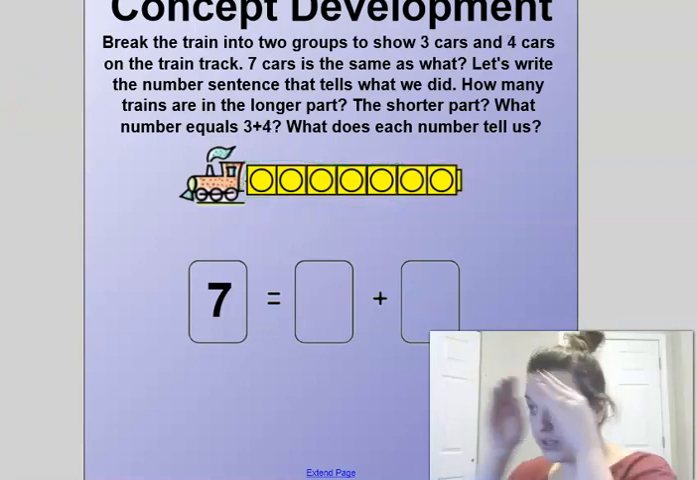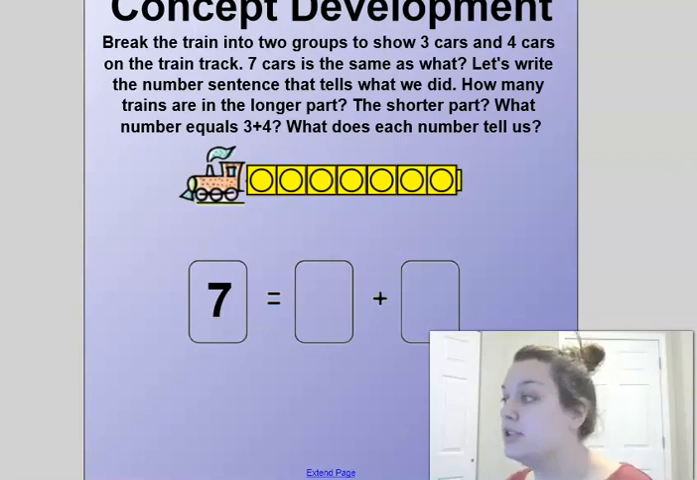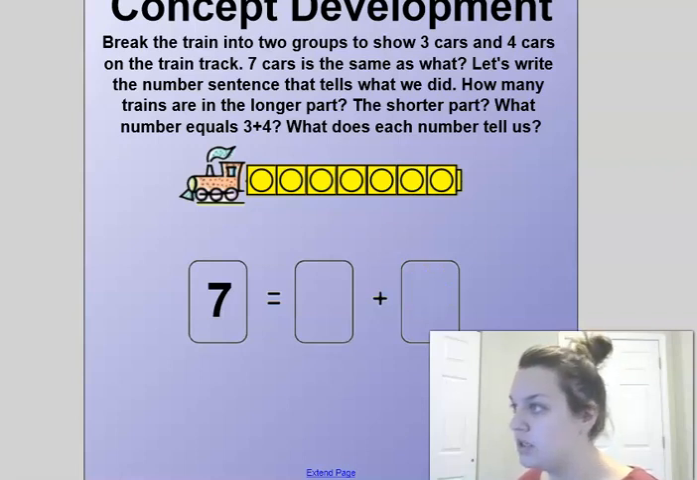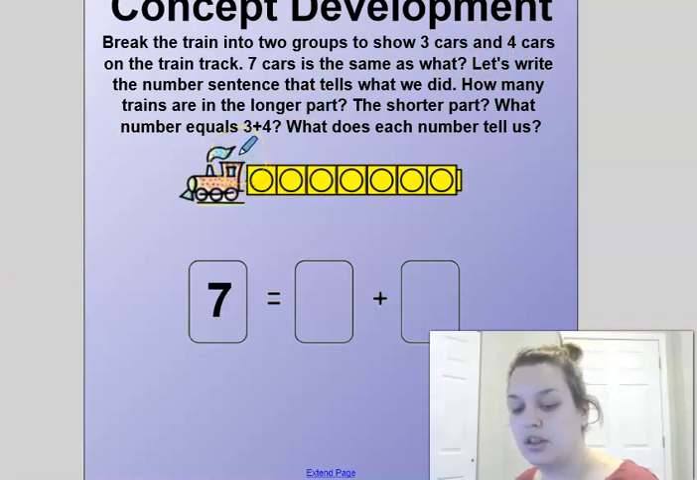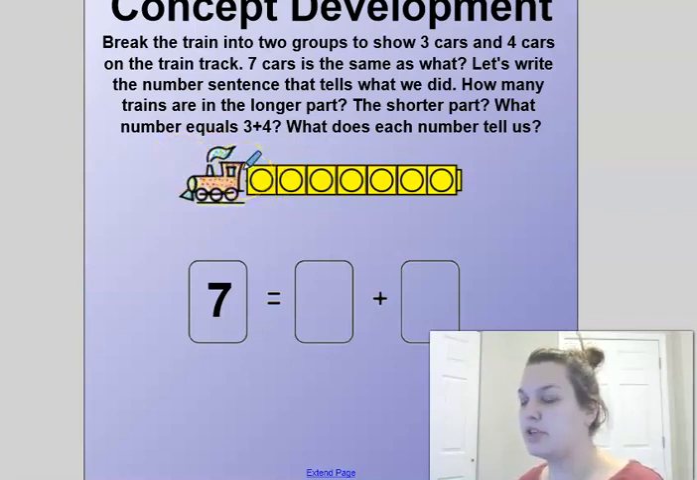Okay. So let's close our eyes again, and let's listen to our story. Break the train into 2 groups to show 3 cars and 4 cars on the track. Okay. So now we have to break it into 3 cars and 4 cars. So how many am I going to count up first? What was my first number I said? 3. So 1, 2, 3.